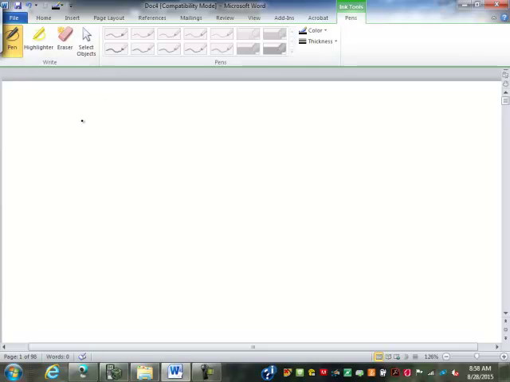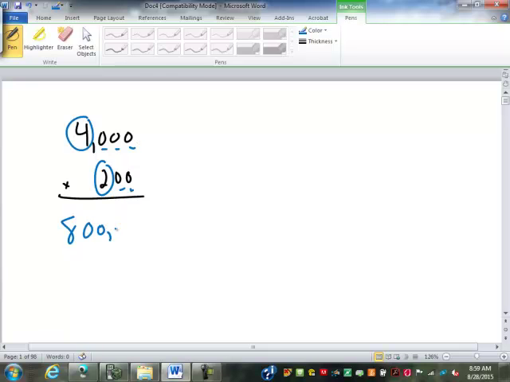When we had our whole numbers we were estimating, when we estimated something like 4,000 times 200, if you recall, we took the numbers, the 4 and the 2, and we multiplied them to get 8. Then we took the zeros. When we're multiplying, we just added them together. We got 1, 2, 3, 4, 5 zeros. So 800,000.